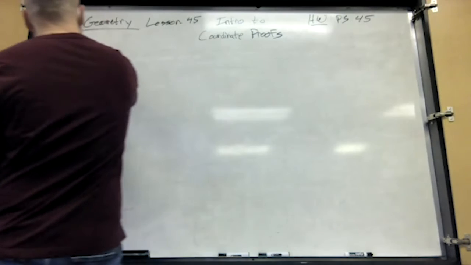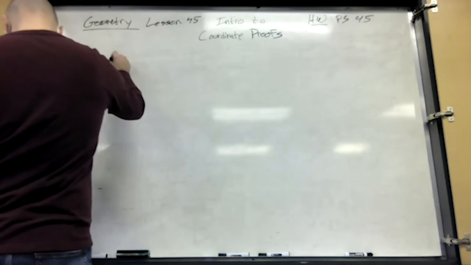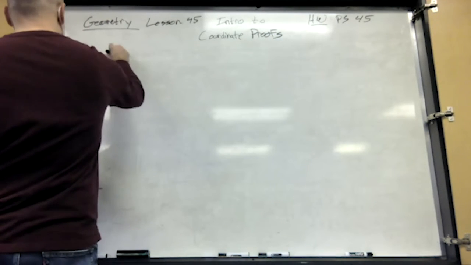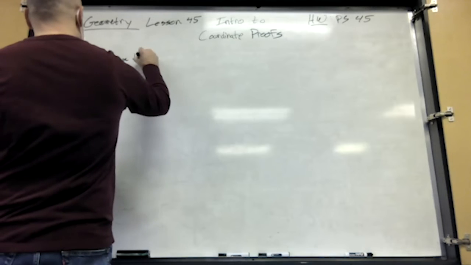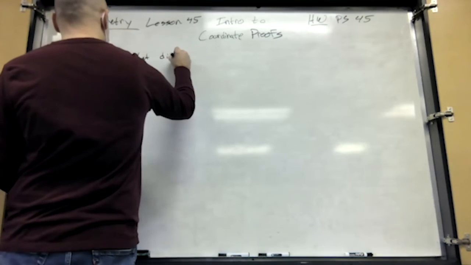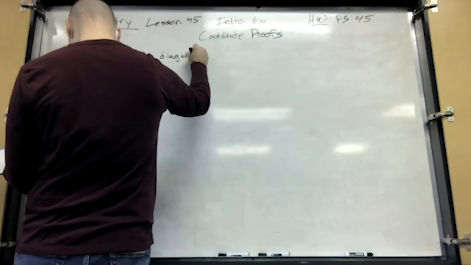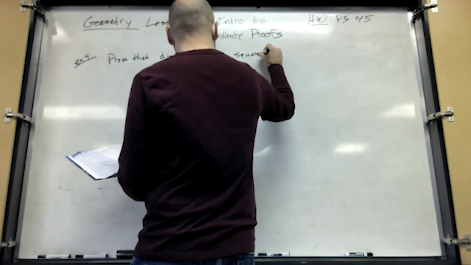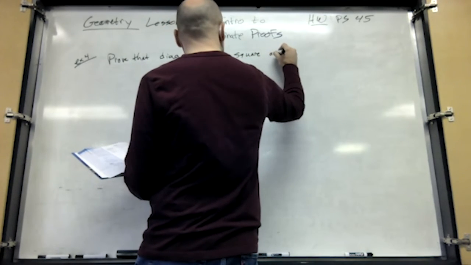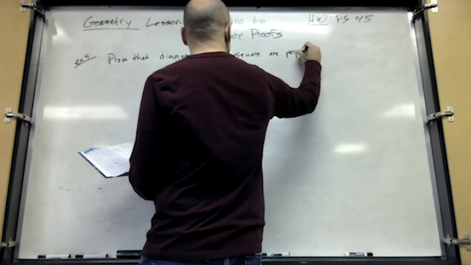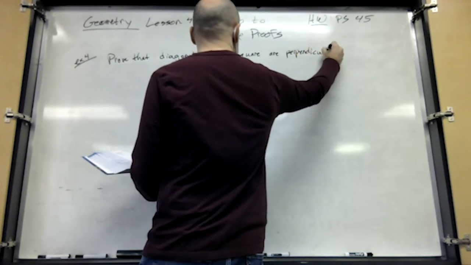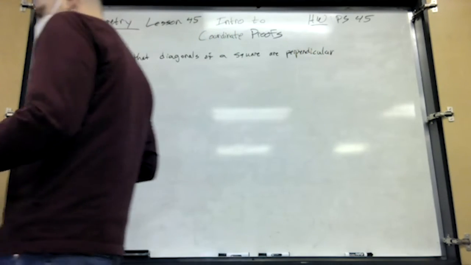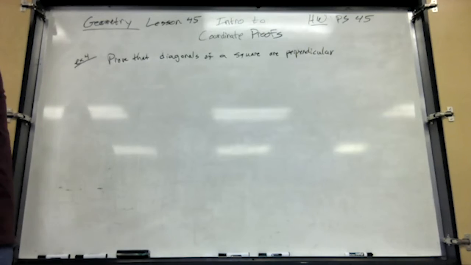Okay, so here's example 4. So I'm going to write a coordinate proof, and I'm going to prove that diagonals of a square are perpendicular. Okay, that seems a little overwhelming, but I'm going to just try this.